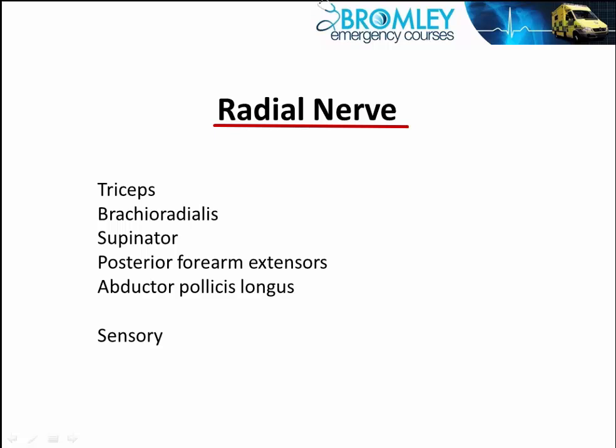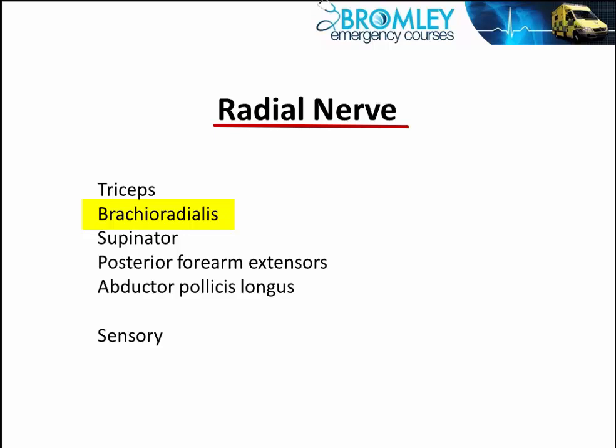Now, the radial nerve is responsible for the back of the arm, both above the elbow and below the elbow. And it does really everything at the back of the arm. So it does the triceps, and it also does the brachioradialis. Now, the brachioradialis, although if you look at a picture in an anatomy book you can actually see it at the front, is considered to be a posterior compartment muscle. It runs pretty much down the lateral border of the arm.